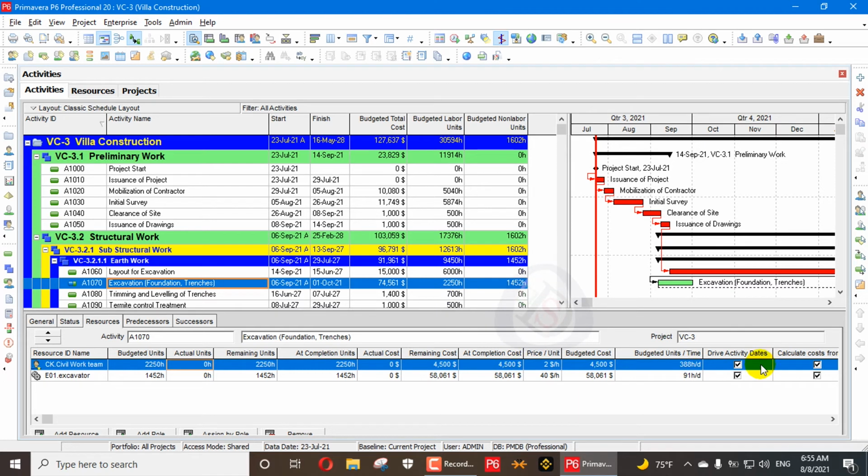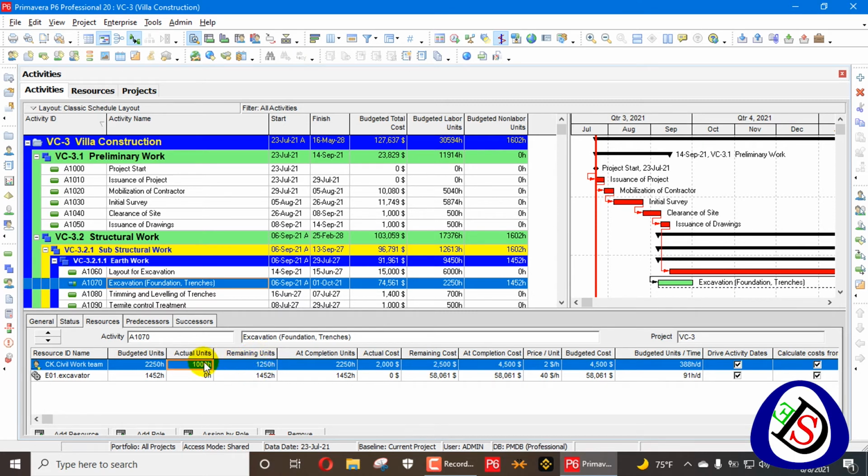If we want to update separately, you can uncheck this one and update your cost separately. I can show you in one example. Let me finish this one first and then I will discuss that. So if we update 1000 here, it will be deducted from at completion and we will get remaining. For example, 1000 will be subtracted from 2250 and then it will give the remaining.